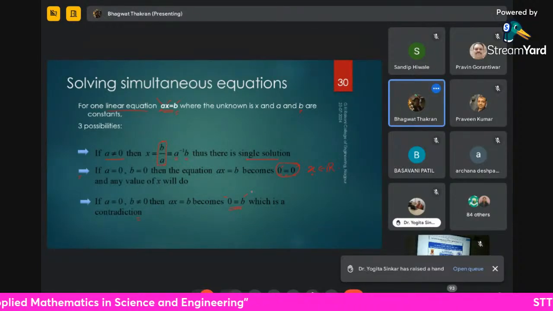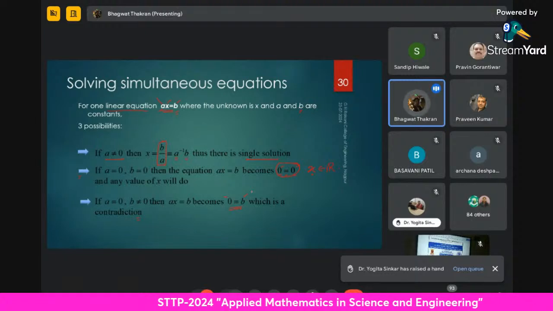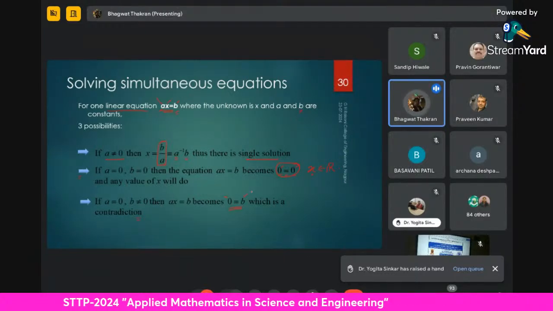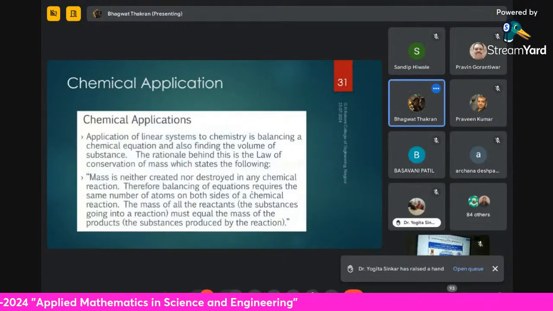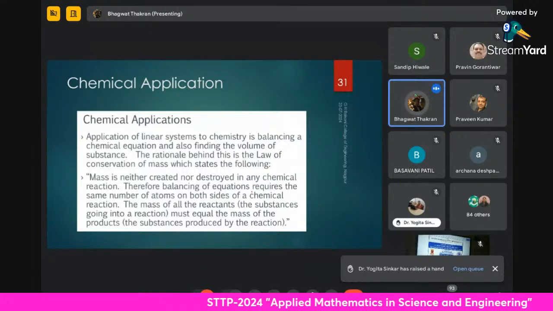Now, since we have seen the consistency part and how to solve the system of equations, let's move on to the chemical applications. Some of the applications I have collected and I'll share with you one by one.